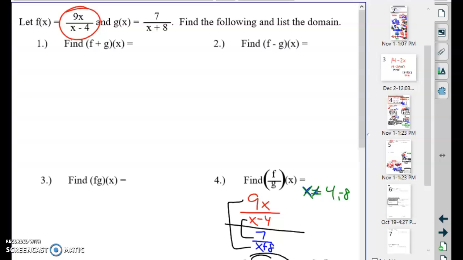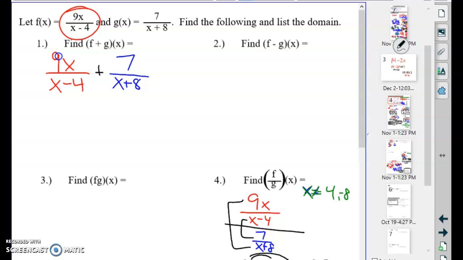So we're going to continue just doing some functions, adding, subtracting, multiplying. We already did the division. So I'm going to use two colors. So I've got my f function and my g function. And number one says to add them. So I'm going to take 9x over x minus 4, and then I'm going to add to that my 7 over x plus 8.